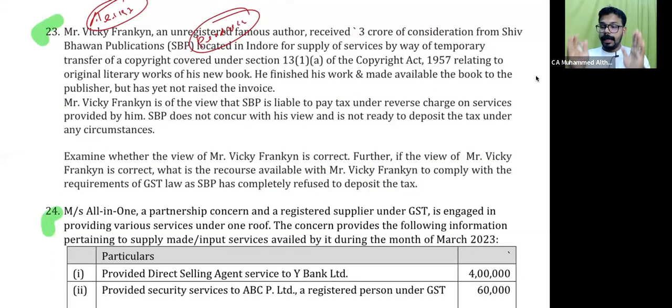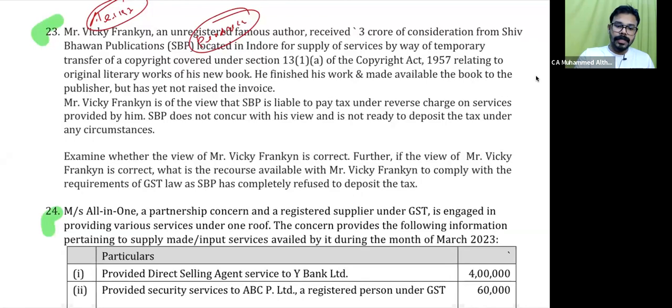Normally, an item notified under RCM can never be paid under FCM. That means an item notified under RCM shall have the GST paid by the recipient only. There is no option for the supplier to pay the GST under FCM, except only in the case of author and publisher, as you rightly pointed out. In that situation only, the publisher shall pay the GST.